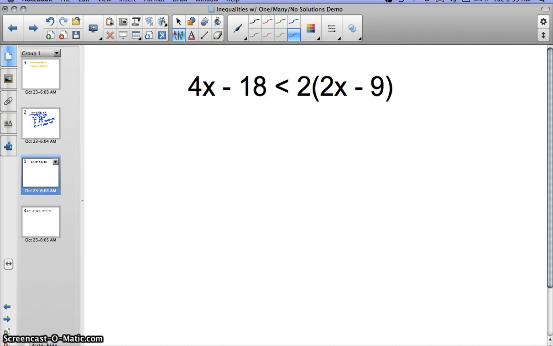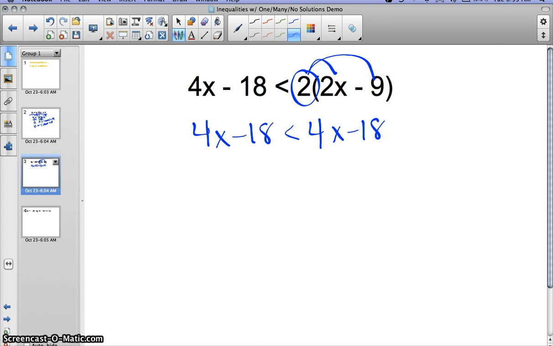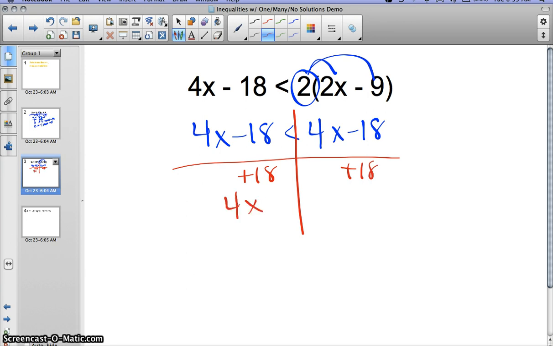Alright, so we've got 4x minus 18 less than 2 times 2x minus 9. So again, we have to use the distributive property. So we got 4x minus 18, and we got 4x minus 18. And we got our less than symbol. So let's go through and finish this one out. So t-chart, add 18 to both sides, just like that. We get 4x is less than 4x. Subtract 4x from both sides, and we end up with 0 is less than 0.